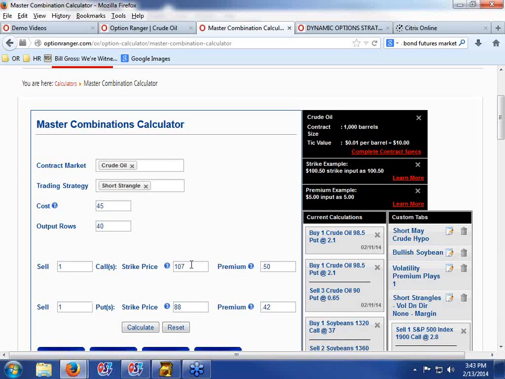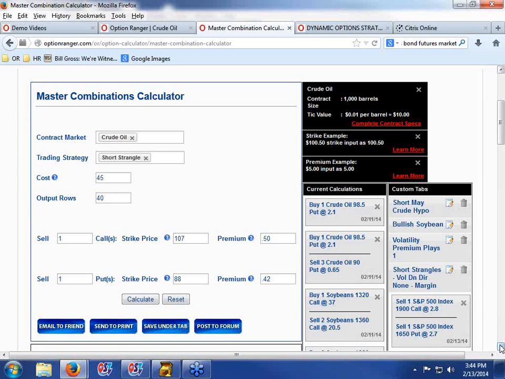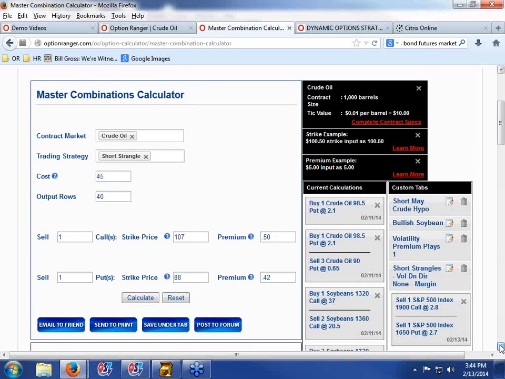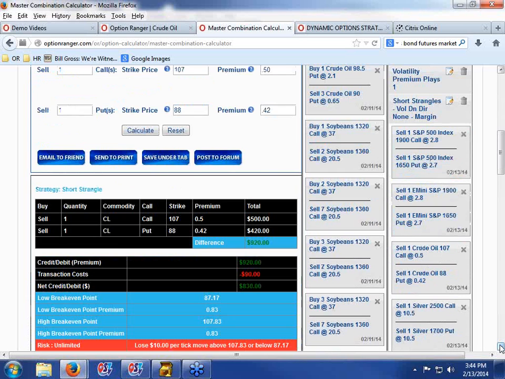The 107 call. May is presently at 99.27, so just a little over 99. The 107 call is 50 points or $500. And the 88 put is 42. So when we want to calculate that, we're going to say, yeah, but how much do we get? What is our risk? Where do we make money? Where do we lose money?